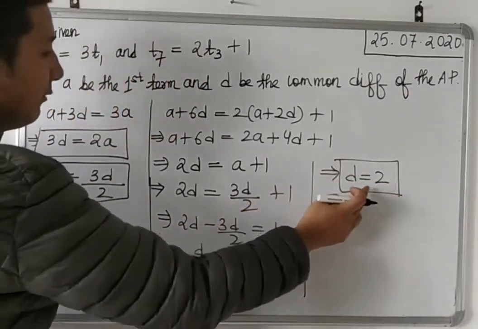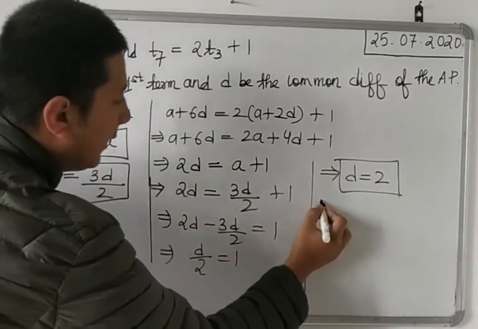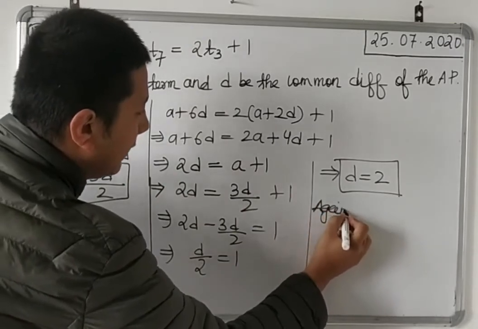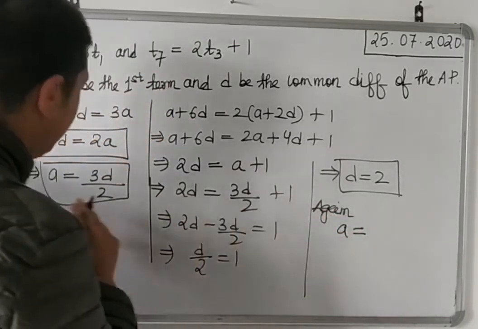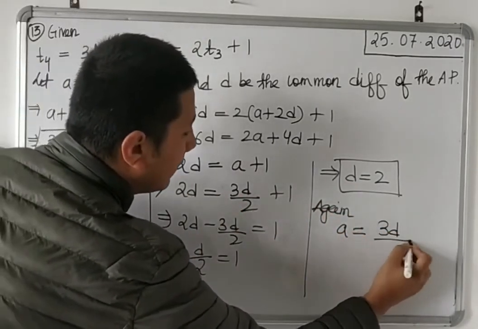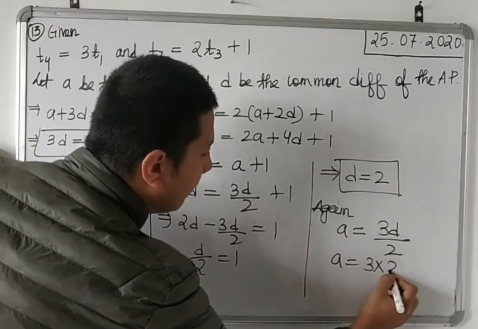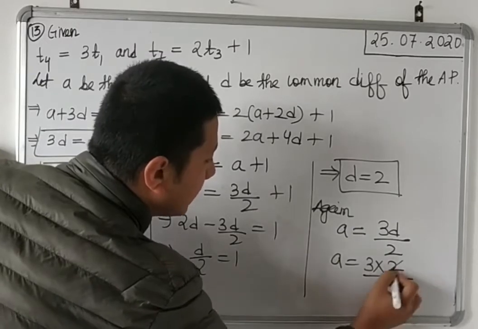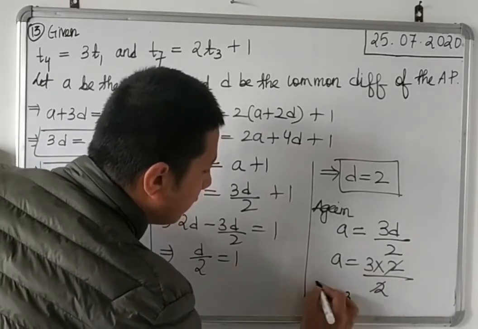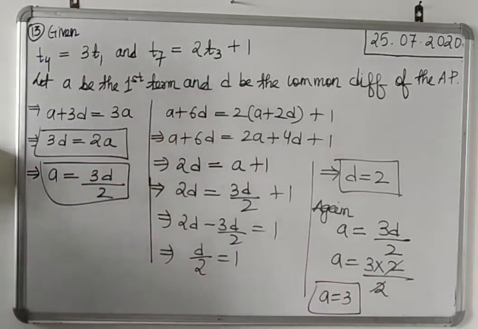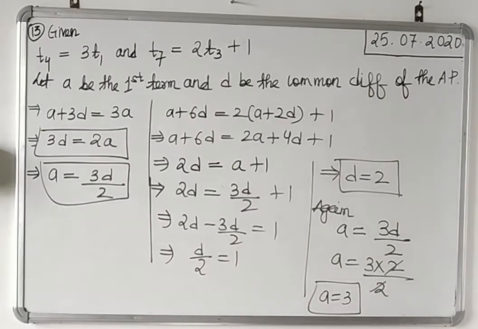And putting the value for D out here, again what we know is A is equal to 3D by 2, right? So A equals 3 into, just now we got the value for D, so 2 gets cancelled out, so hence A is equal to 3. So the first term is 3 and the common difference is 2. So pause the video and note it down.